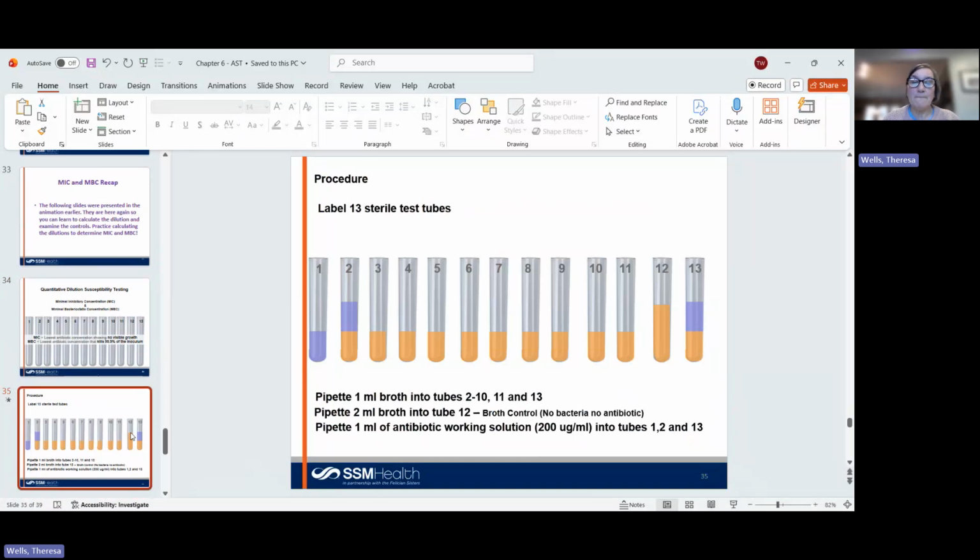That's what we're going to start with. And tube 12 actually is going to get double the broth, because that's all that's going to go in. It's not going to have bacteria. It's not going to have antibiotic. That's going to be our broth control.